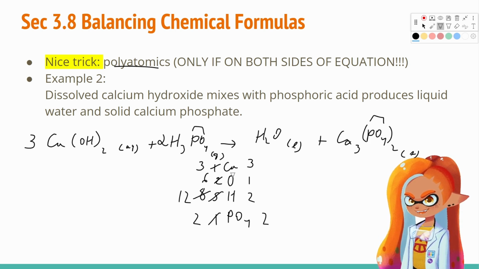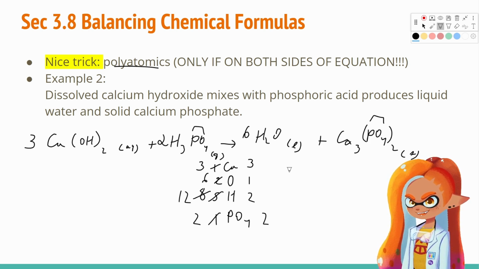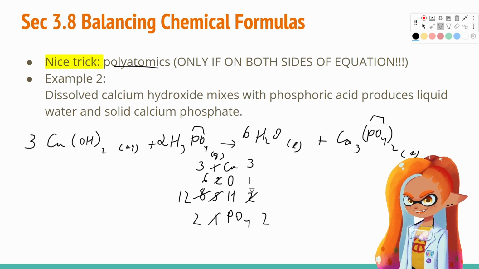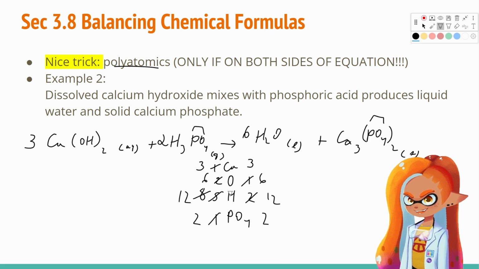Again, the O's that are not in phosphate. And so here I have water. Well, I can balance that out. If I put a 6 in the front, hydrogen is now going to be 6 times 2, which is 12. And then oxygen is 6 times 1, so there is going to be 6. My calciums are 3, 3, oxygen 6, 6, hydrogen 12, 12, and phosphate 2, 2.